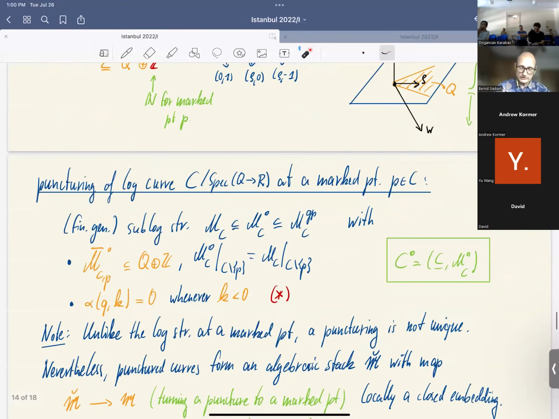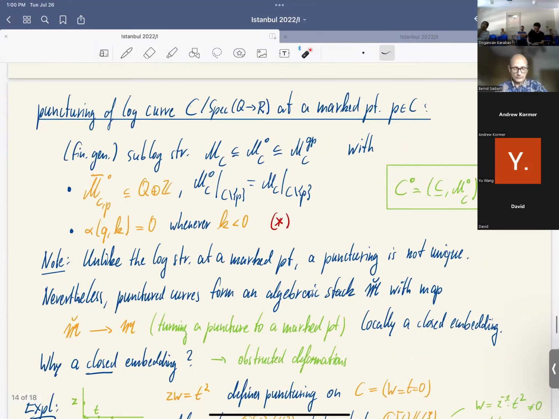So the formal definition is as follows. You start with a log curve, and I'm defining the puncturing at a marked point. So your curve with a marked point comes with a log structure MC, and then I can take the groupification with stalks Q group direct sum Z, and the puncturing log structure sits in between these two things. We call this MC circ. And it has the following conditions.